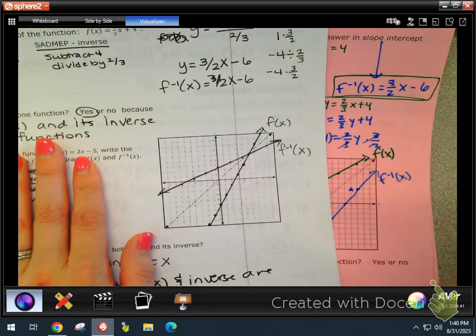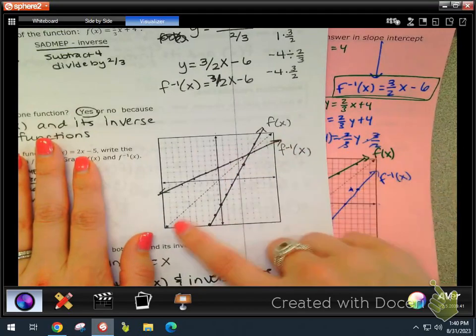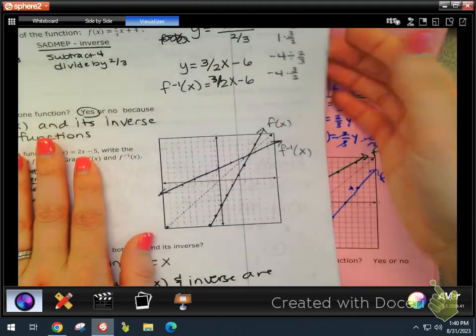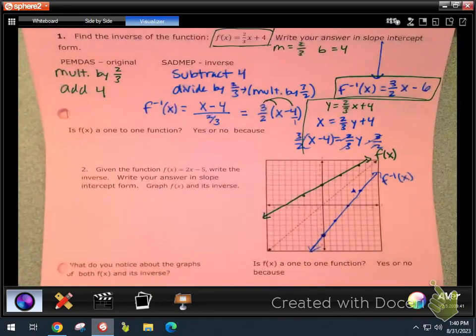I'm not going to ask y'all to graph a whole lot here, but I just want you to see the connection of how these lines are just direct reflections of each other, and that's just a property of inverses in general. So my bad on that.